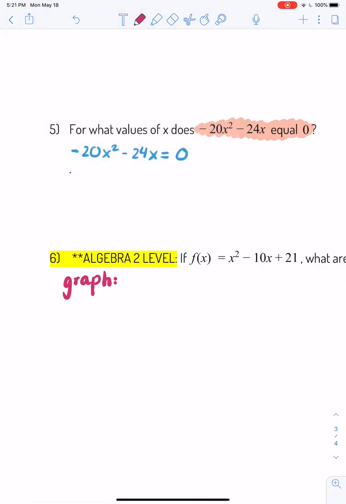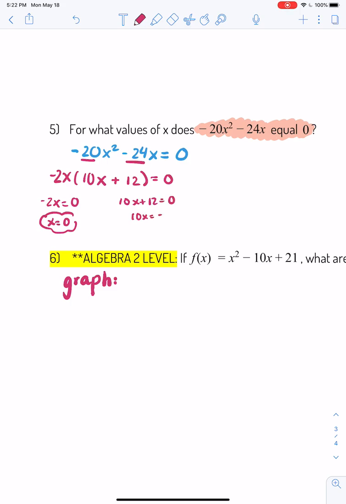So we can pull out an x, and I also notice a -2 actually can come out of both. So then we have 10x plus 12 here. So -2x equals 0, x is equal to 0. And then we got to do the other side. And this can be simplified to -6/5 by dividing by 2. So our final solutions are 0 and -6/5.